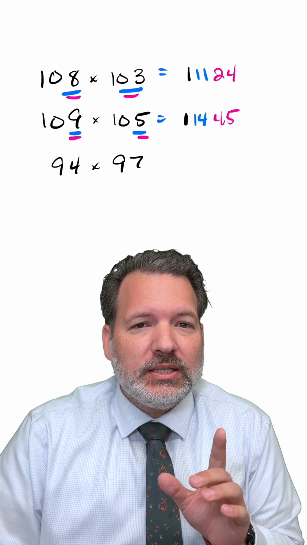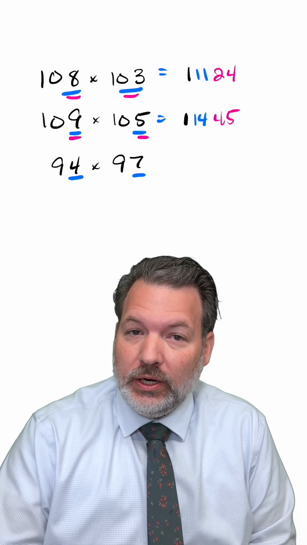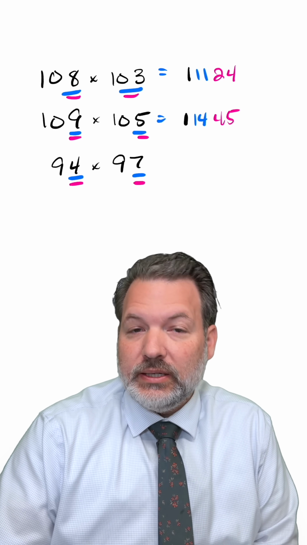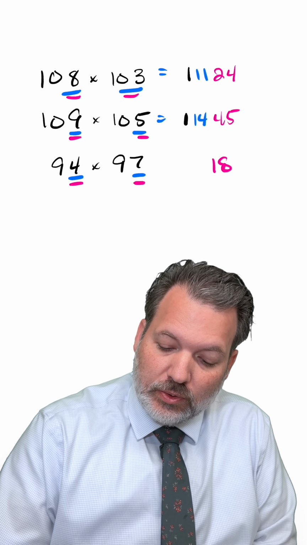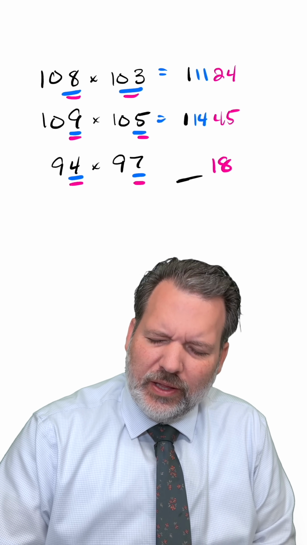Well, we're going to adjust a little bit. We don't want to think about 4 and 7 now. Instead, we want to think about how far away 94 and 97 are from 100. 94 is 6 away, 97 is 3 away, and 6 times 3 is 18. That's going to be the last two digits of our product. But what about the first bit?